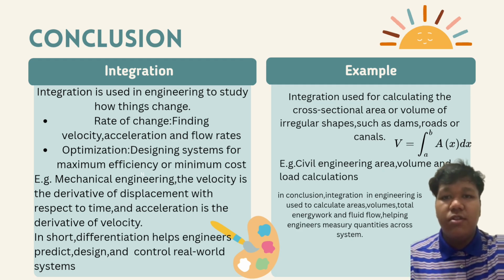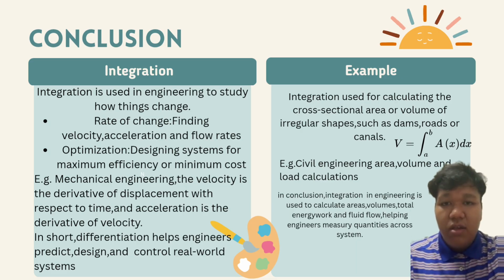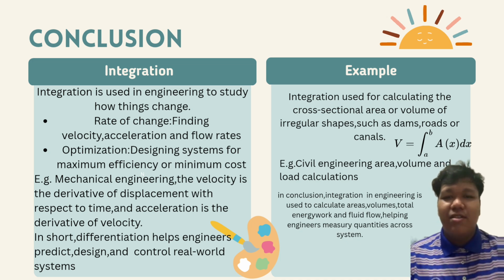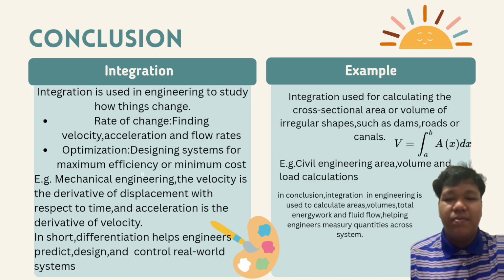Integration is used in engineering to study how things change, the rate of change, finding velocity, acceleration and flow rates. Optimization is designing systems for maximum efficiency or minimum cost. For example, in mechanical engineering, the velocity is the derivative of displacement with respect to time, and acceleration is the derivative of velocity. In short, differentiation helps engineers predict, design and control railway systems.